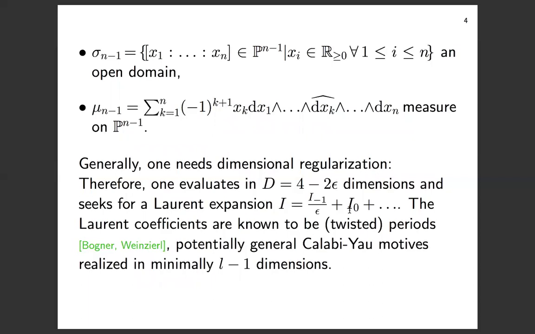This was a development by Bogner and Weinzierl, in a paper from around 2000. People have realized that these integrals are all periods on algebraic varieties, and potentially even all periods on Calabi-Yau varieties. We say Calabi-Yau motifs because it's not clear that the full cohomology of a particular Calabi-Yau is relevant. Maybe it's a sub-cohomology that is relevant for these periods. But at minimum, these Calabi-Yaus are realized in L minus one dimension. That will also be the case for the banana graph.